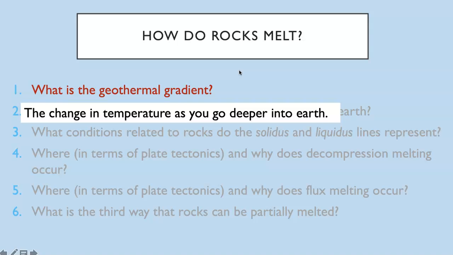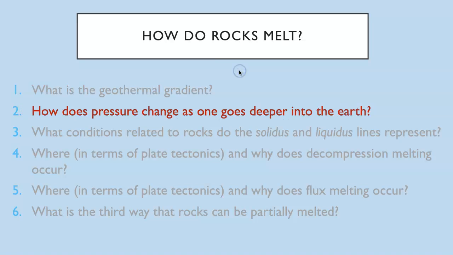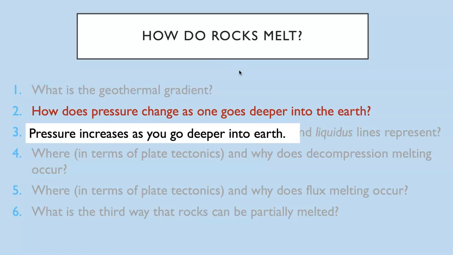So the geothermal gradient is the change in temperature as you go deeper into the earth. How does pressure change as one goes deeper into the earth? The pressure increases as you go deeper into the earth.